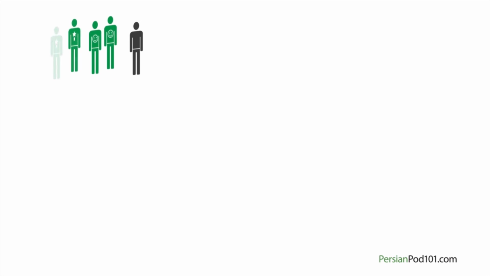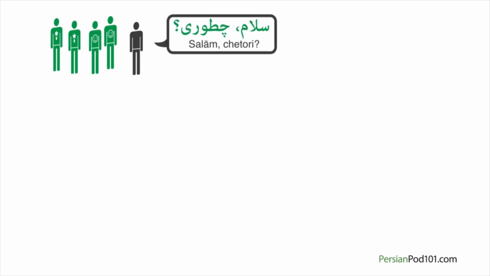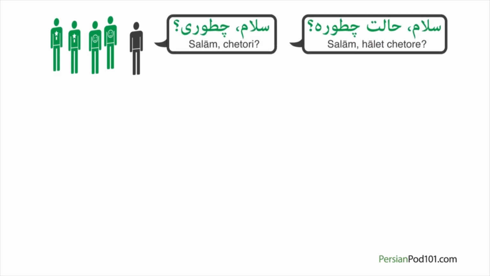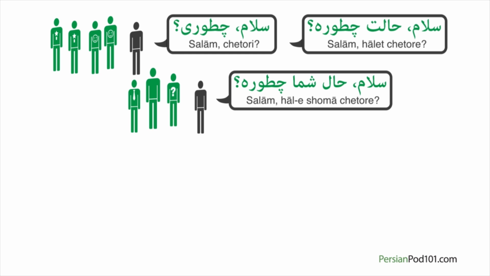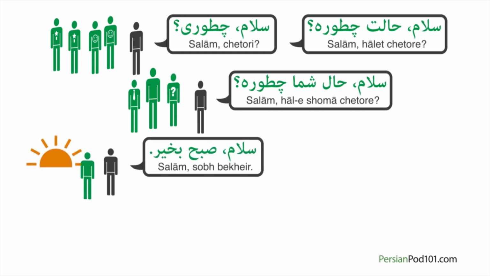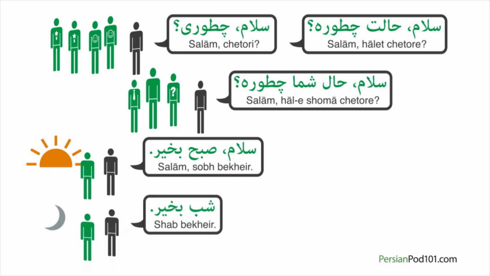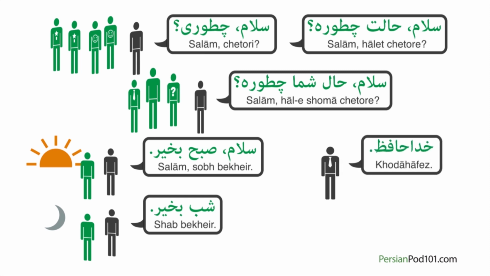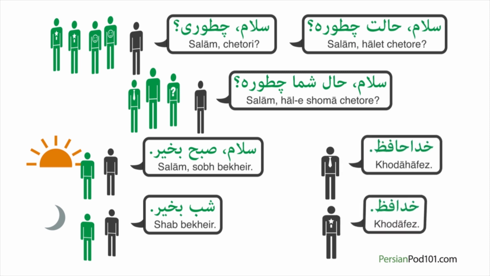Now you have learned many different ways to greet people in Persian. Let's review them all one more time. When meeting friends or relatives, Salam, chetori. Salam, halet chetore. When meeting a stranger, someone older, or someone we don't know well, Salam, hale shoma chetore. To say good morning, Salam, sobh bekhair. To say good night, shab bekhair. When leaving in a formal situation, Khoda Hafez. When leaving in an informal situation, Khoda Fez.